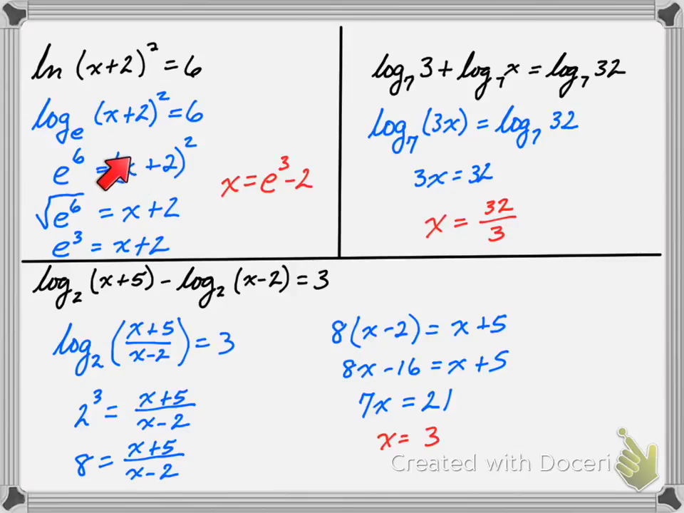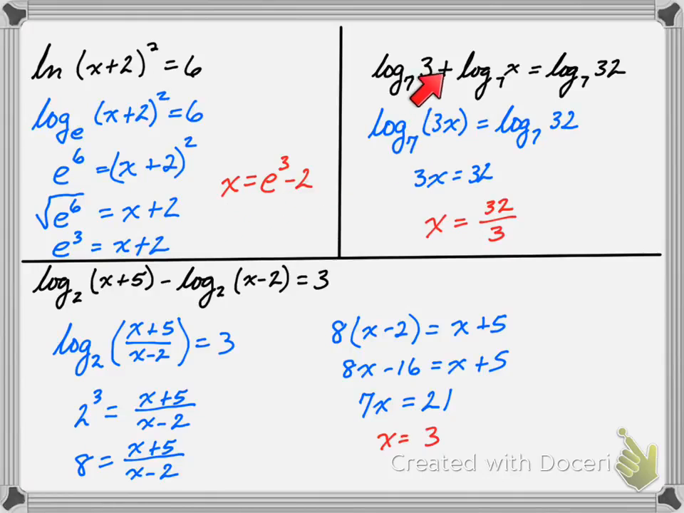Your next step for solving for x, or isolating this, is to get rid of the power. So we take the square root of both sides, and the square root of e to the 6th is e to the 3rd, because e to the 3rd times e to the 3rd gives us e to the 6th. And then your last step is subtracting 2. So this would be our exact answer for x.